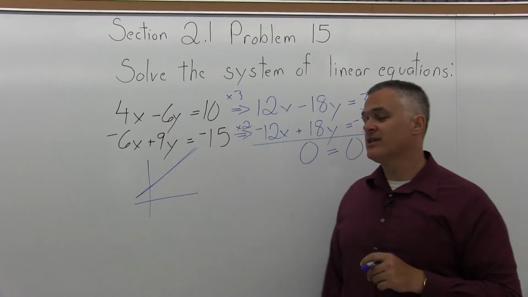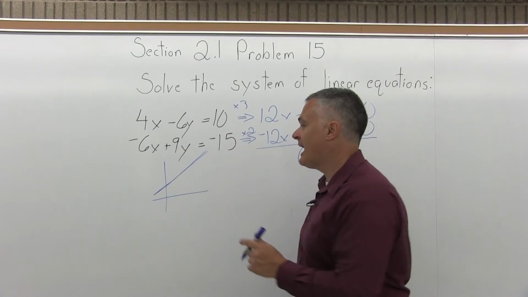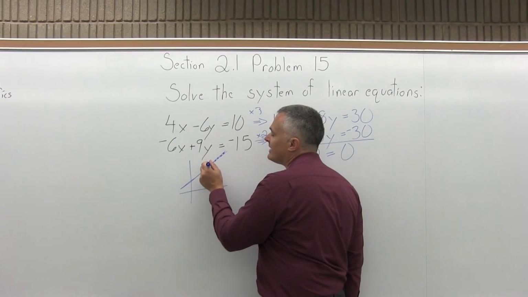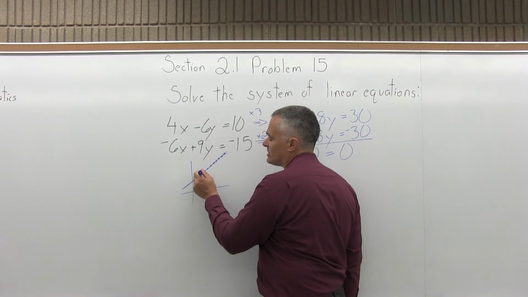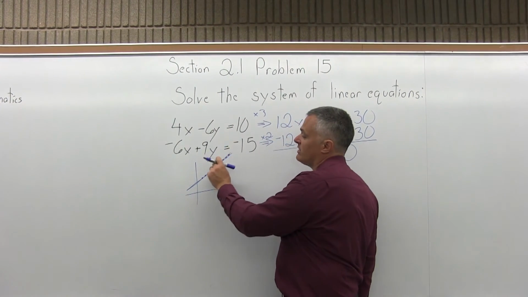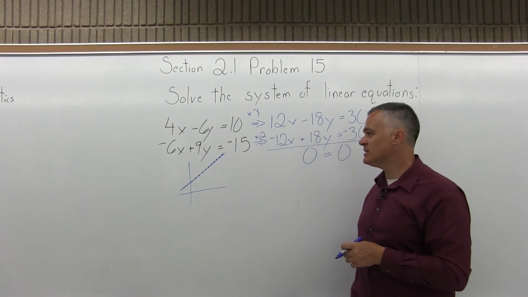So when you say that there are infinitely many solutions, it's not that any point is a solution. Any one of the infinite number of points along that double line is a solution. So a point out here would not be a solution. Any one of the infinite points on the double line would be a solution. So you have infinitely many solutions.